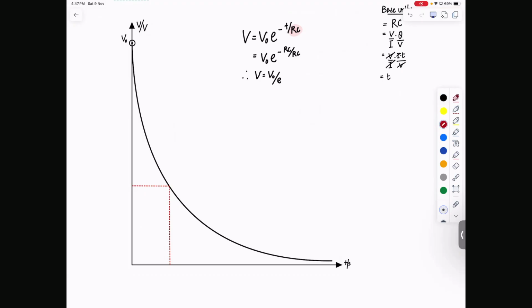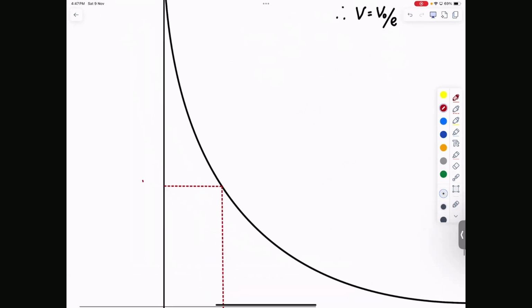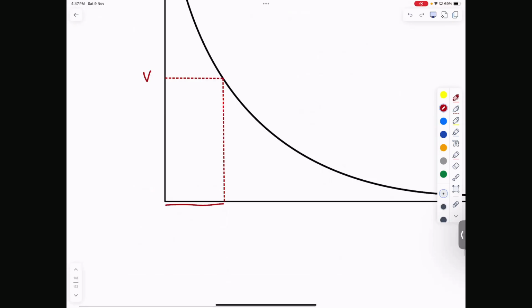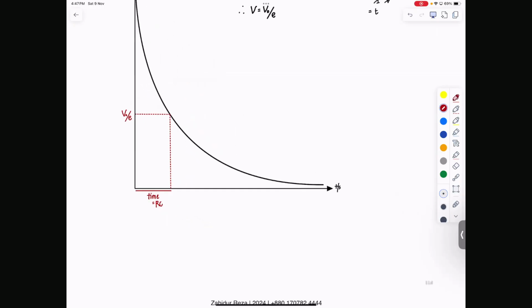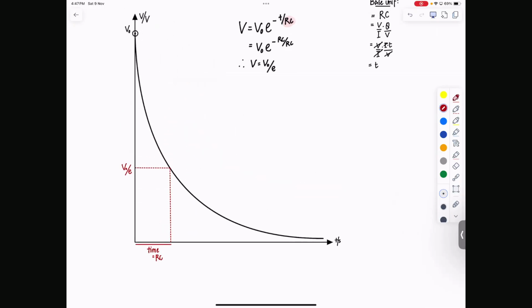So you know what happens here? Look at the screen a bit. We're not done. We're not even halfway there. Look first at what is happening. So we find that if you wait for a time that's equal to how much? RC. When the time is equal to RC, you'll find your value has gone down by how much? An E fraction.